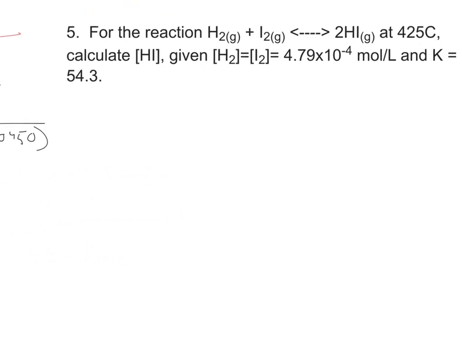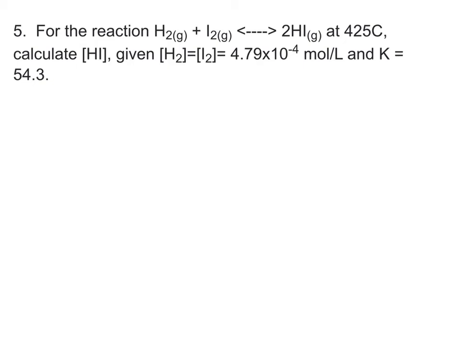Okay. Let's go on. Number 5. For the reaction, a similar reaction, only this time instead of chlorine gas, it's iodine gas. We have hydrogen gas reacting with iodine gas in equilibrium with 2 hydrogen iodides at 425 Celsius. Calculate the concentration of the HI, given that we know the concentrations of H2 and I2, and they are both 4.79 times 10 to the minus 4 moles per liter, and they give us the K, which is important. They give us K equal to 54.3.